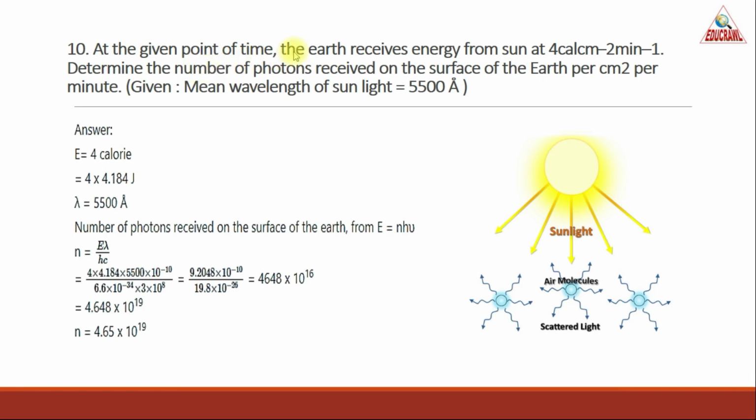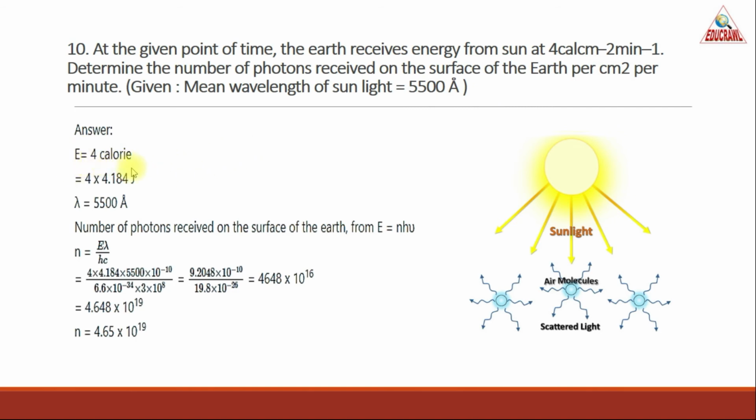Tenth problem. At the given point of time, the energy received by the earth from the sun is 4 calories per centimeter square per minute. Determine the number of photons received on the surface of the earth per centimeter square per minute. The value given is the mean wavelength of the sun, 5500 Angstrom. So the energy value given is E is equal to 4 calorie.